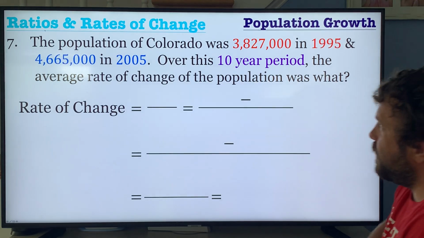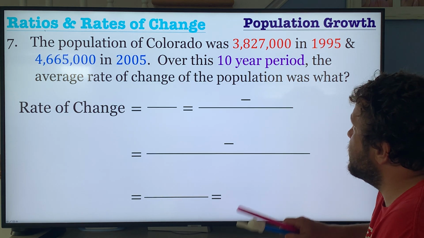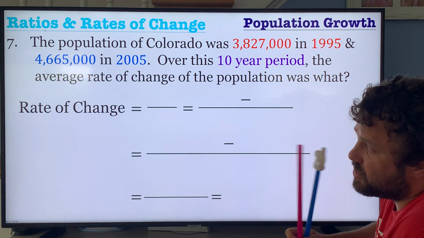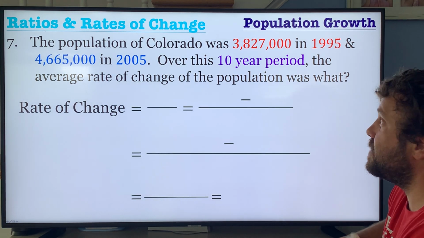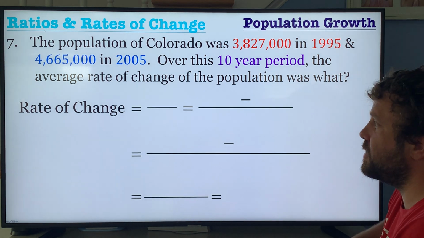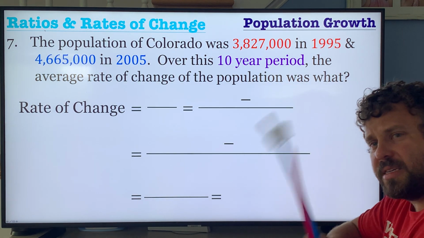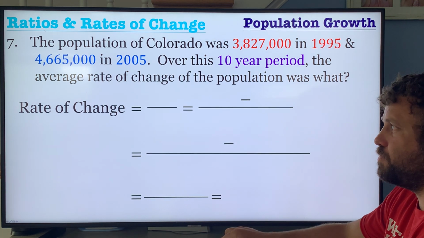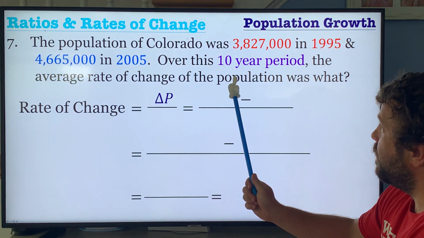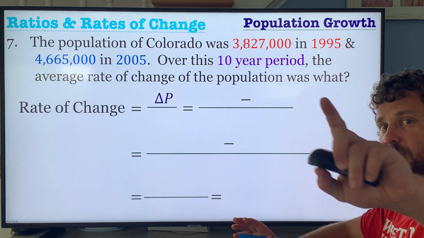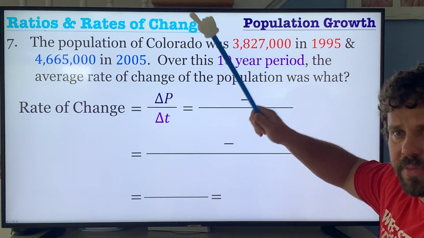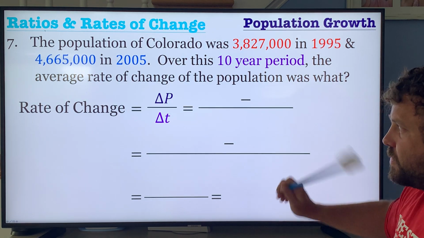Ratios and rates of change. The population of Colorado was 3,827,000 in 1995 and 4,665,000 in 2005. So over this 10-year period, the average rate of change of the population was what? So what is exactly rate of change? We're going to say change in P. What does P stand for? Population, over change in time. Anytime you have a rate of change, it's always a change in something over change in time.